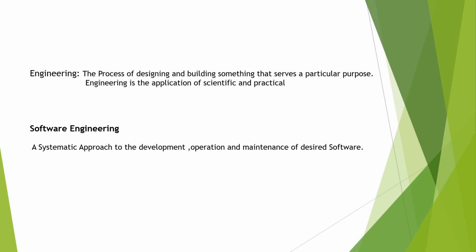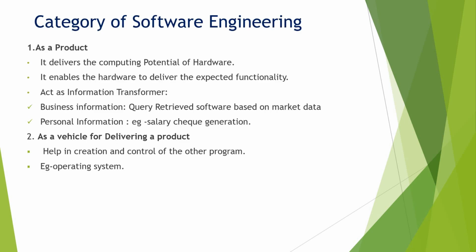So software engineering is a systematic approach to development, operation and maintenance of desired software. Or you can say that it is a systematic and disciplined approach to software development that aims to create high quality, reliable and maintainable software. So software engineering has dual roles, or you can say categories. First one is as a product and second is as a vehicle for delivering.